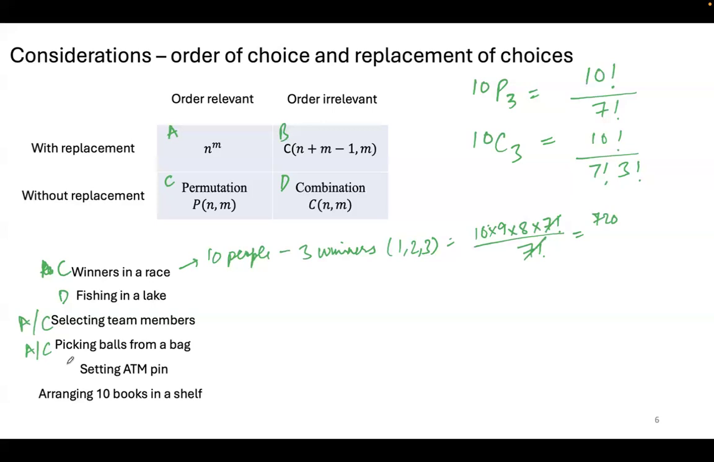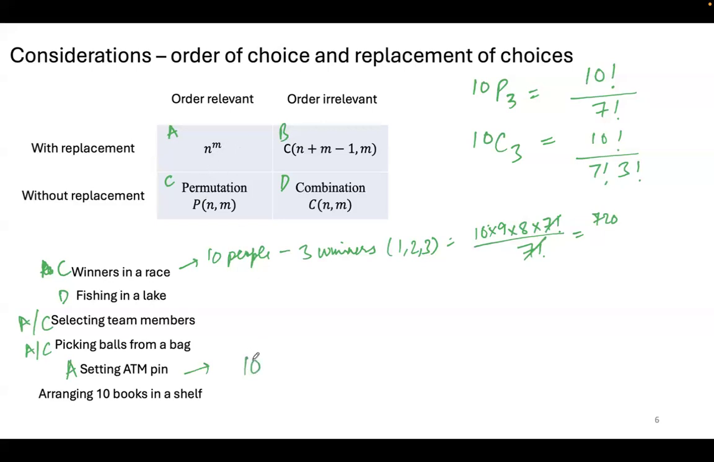The way I sometimes think about order relevance and replacement is that this setting up ATM pin thing fits both examples. So you can take this example, think about it, and then you would be sure of what these four categories are indicating. So typically setting up the ATM pin is category A, and then if there are no other constraints given in the question, then mostly it is n to the power m, basically how many options you have.